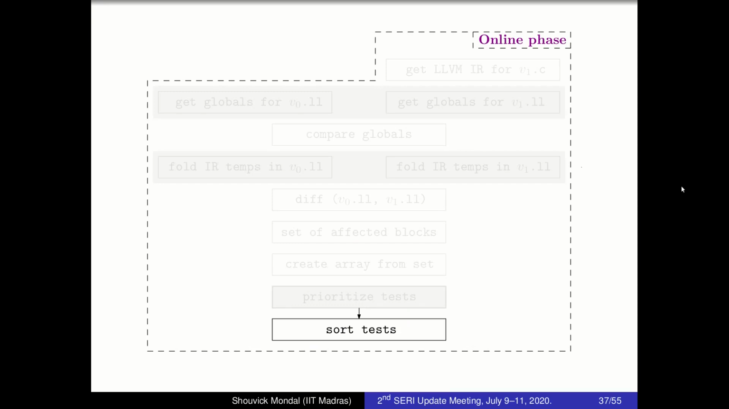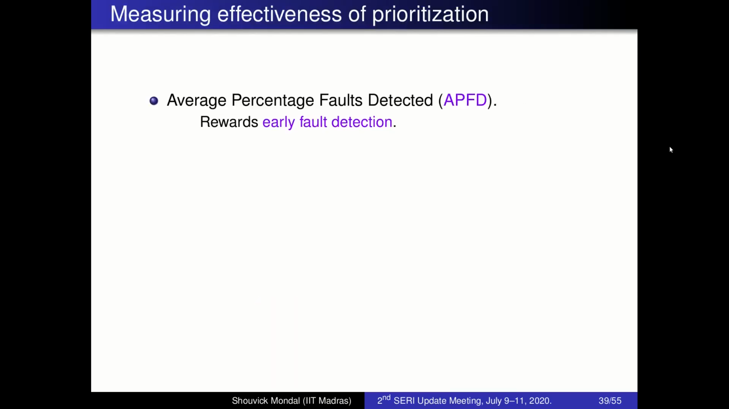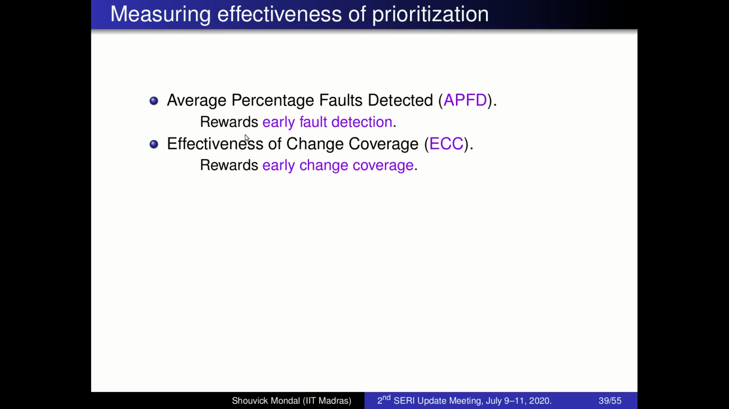We sort these test cases by the priority scores and measure the effectiveness of prioritization using the APFD measure, that is the area under the curve of a 2D plot of percentage of test cases along the x-axis and percentage of faults along the y-axis. So it lies in 0 to 1. APFD rewards early fault detection. Here we have the fault knowledge.